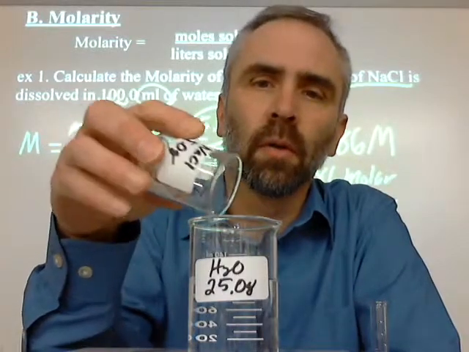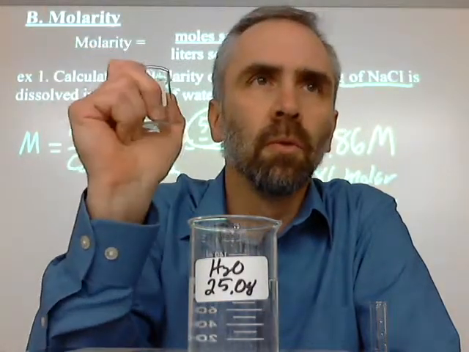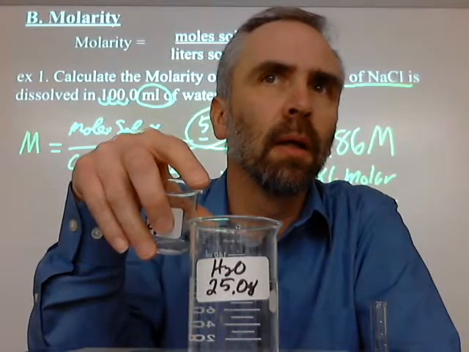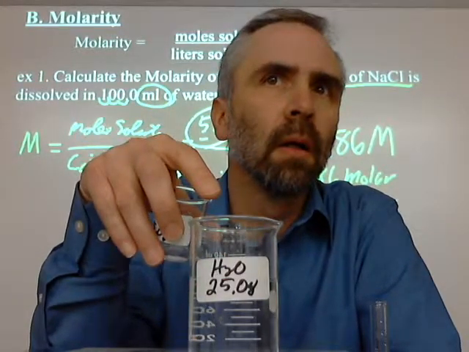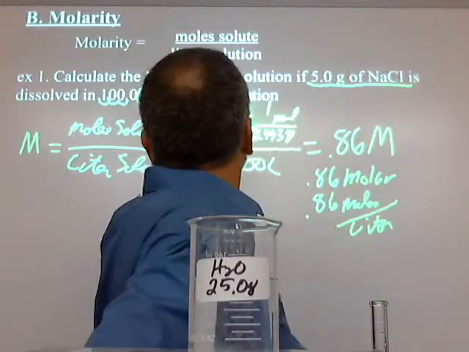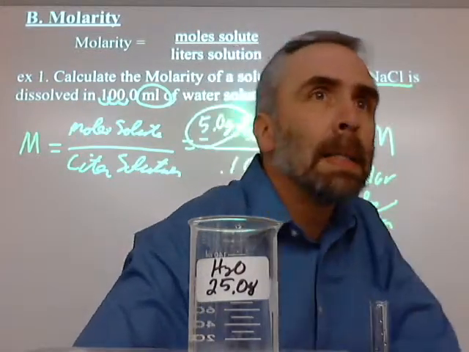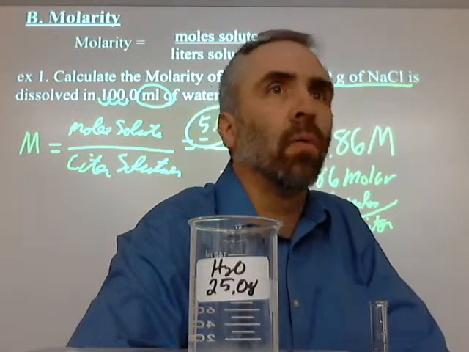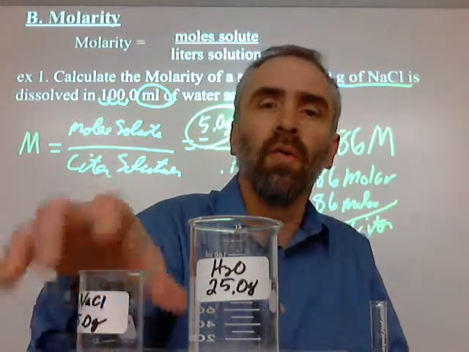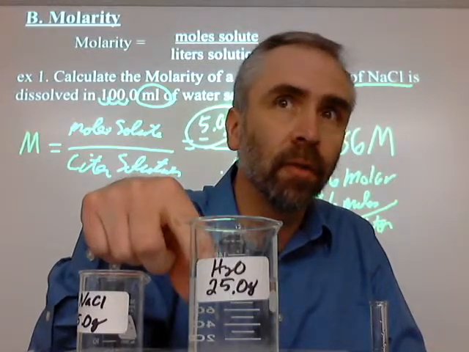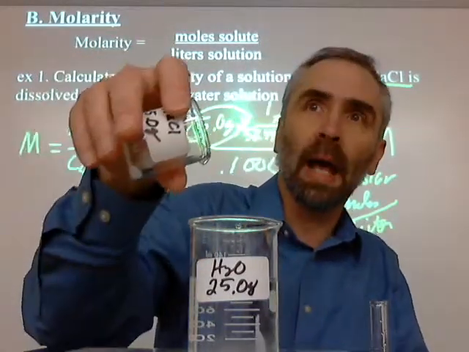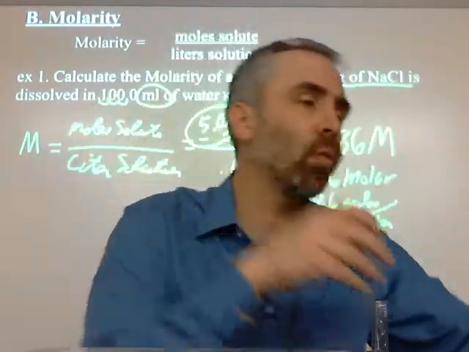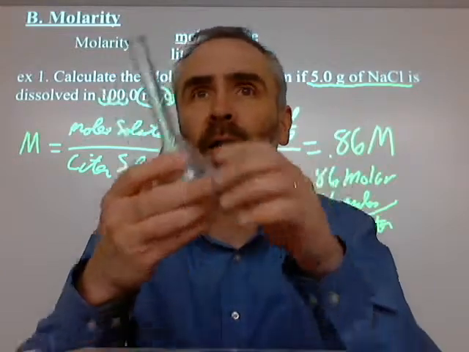Okay, what's wrong with this? What happens to the level of the water when I do that? 5 grams added to 100 milliliters of water, what does it say? Solution. It didn't say water, it said water solution. So that has to be 100 milliliters after I add it, not before. Because when I add this, won't that make the water go up a little bit? That's why to make a molar solution, you technically should do this.